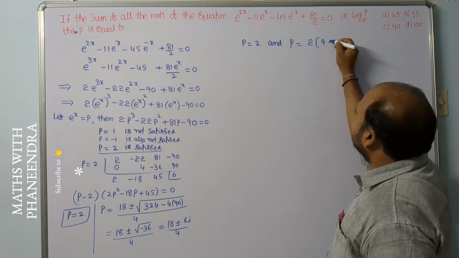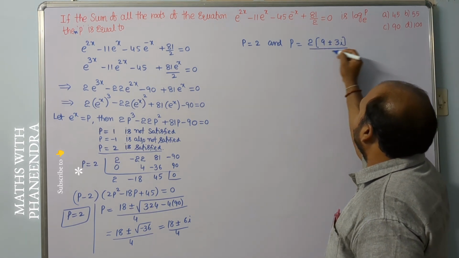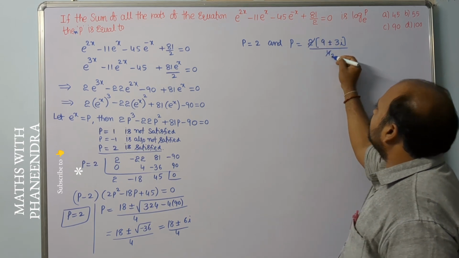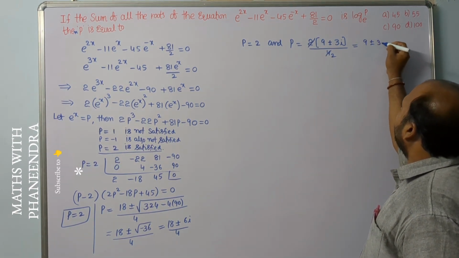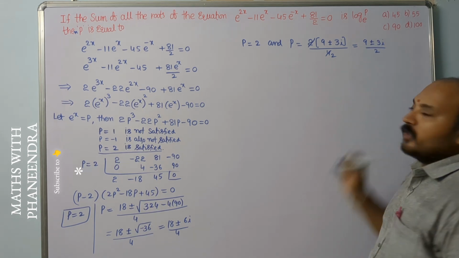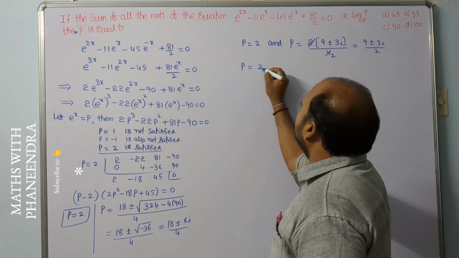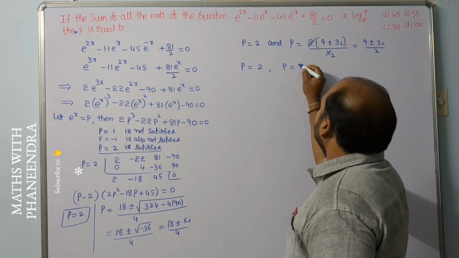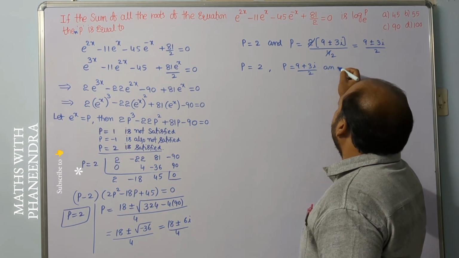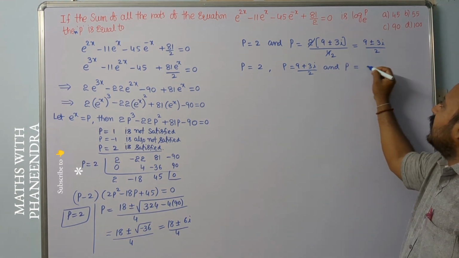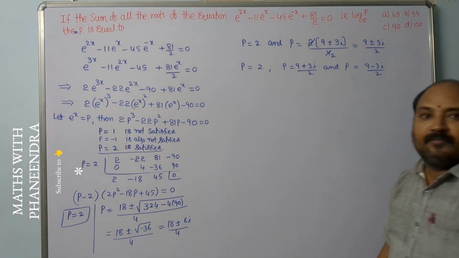here 9 plus or minus 3i divided by 4. So 2 ones, 2 twos, which is equal to 9 plus or minus 3i by 2. So total 3 values of p. So p equal to 2, p equal to 9 plus 3i by 2, and p value 9 minus 3i by 2. I hope everyone understands that.